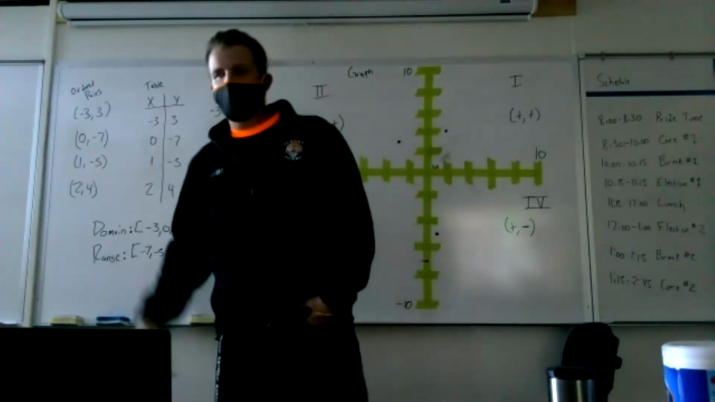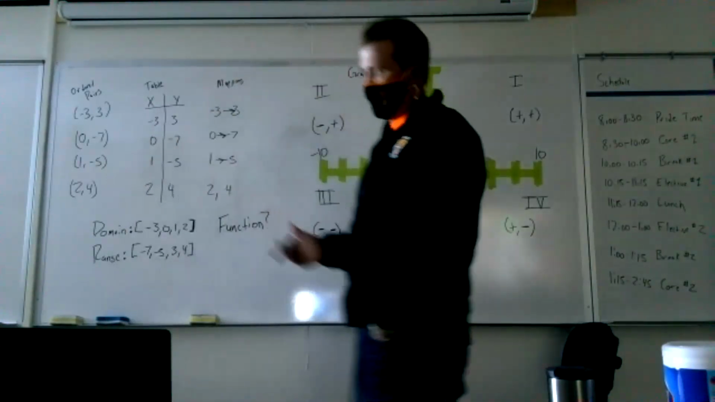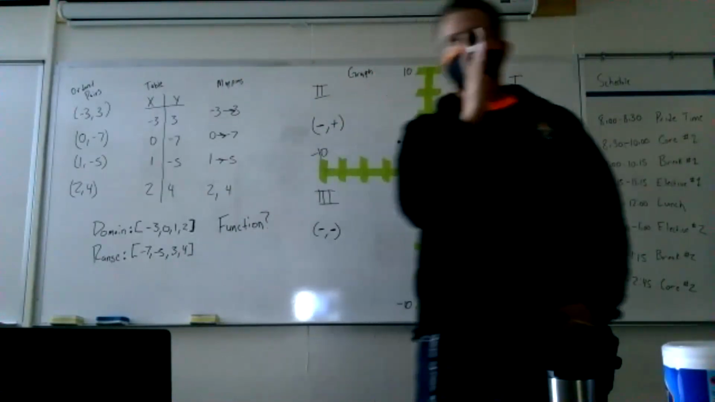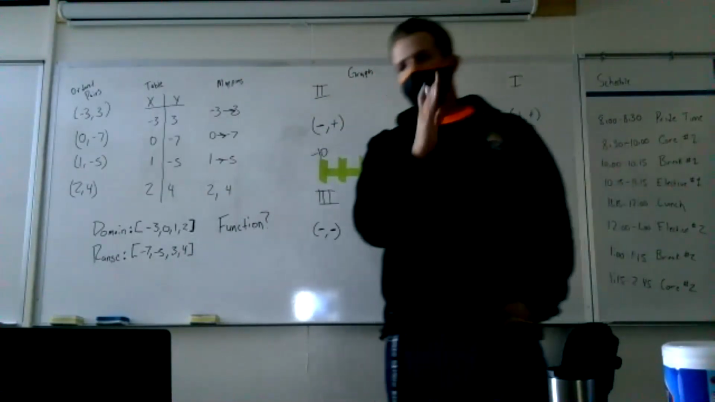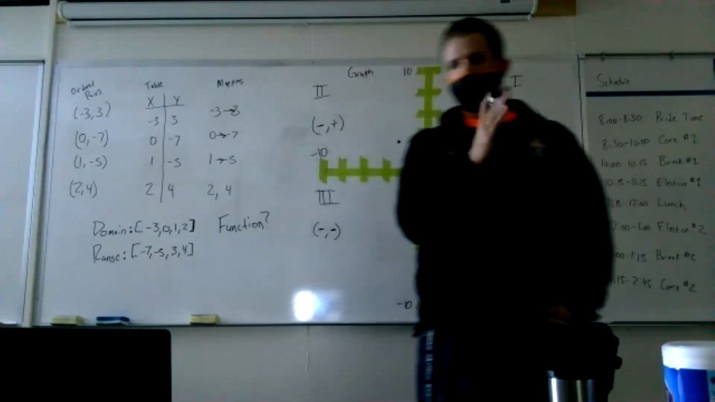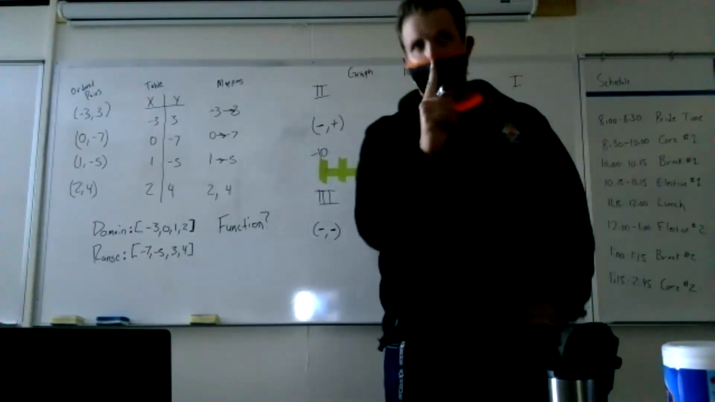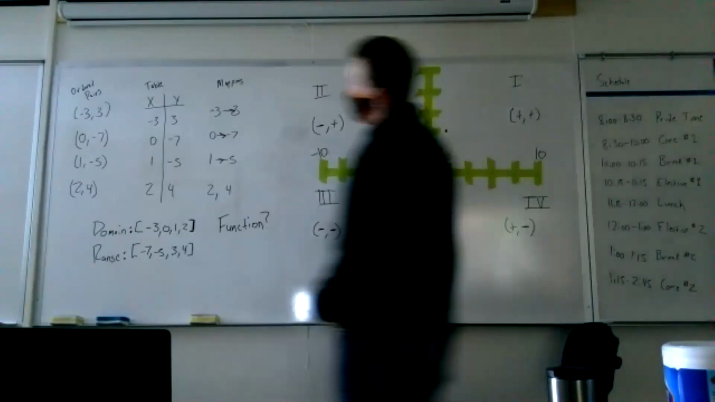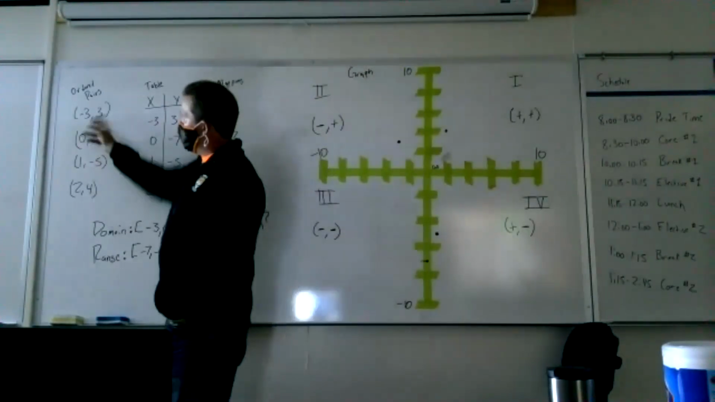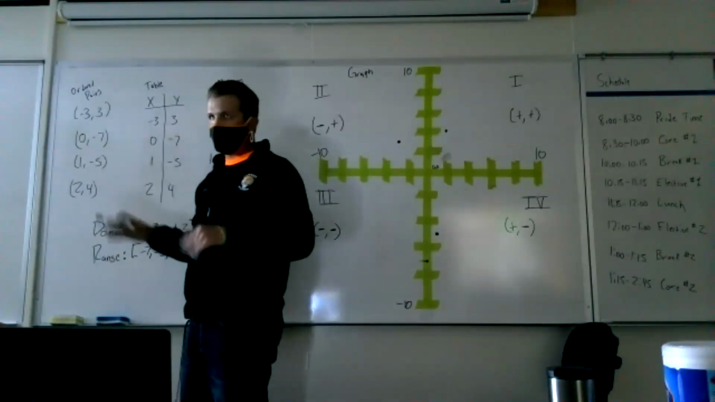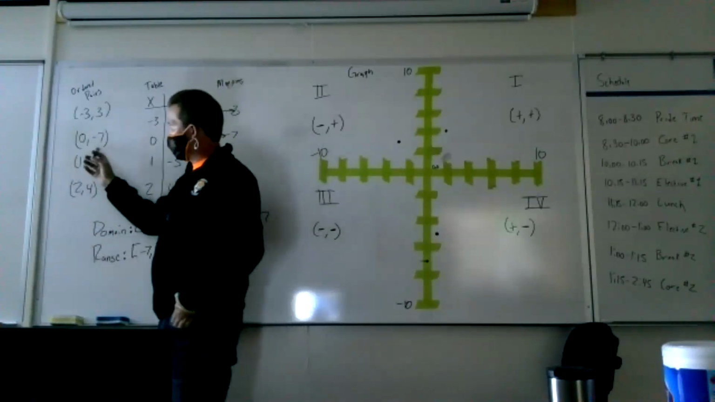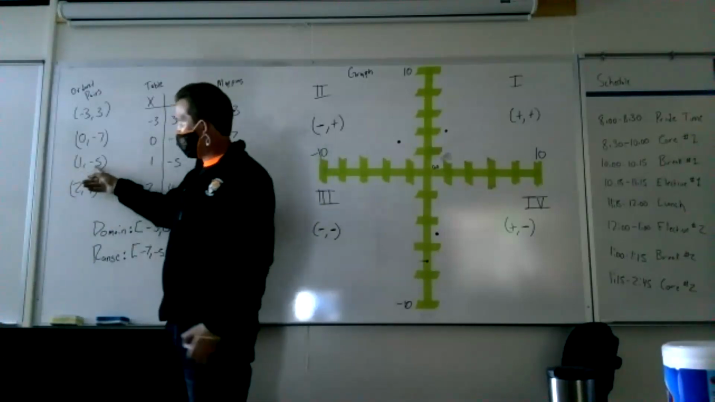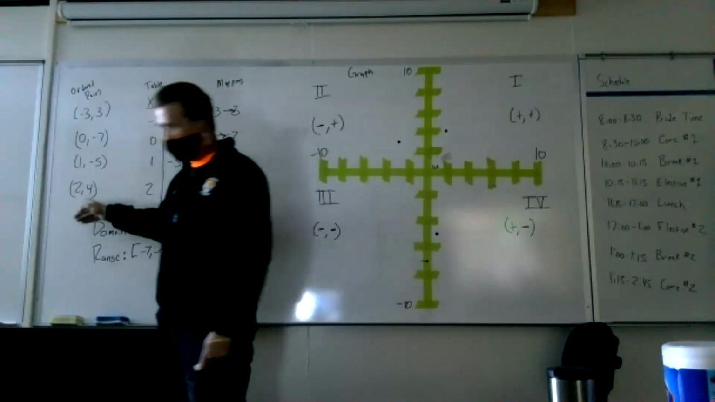Okay, there's this thing called the vertical line test. Okay, meaning that if I can draw a vertical line through any given point, I only intercept my graph or my relation at one time. Okay, I don't intersect 2 points. So if we're looking here, we have -3, 3. That's fine, it's just a relation. We have 0, -7, passes the vertical line test. We have 1, -5, and we have 2, 4.